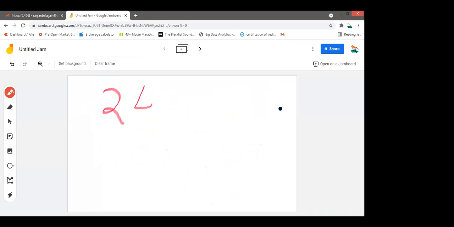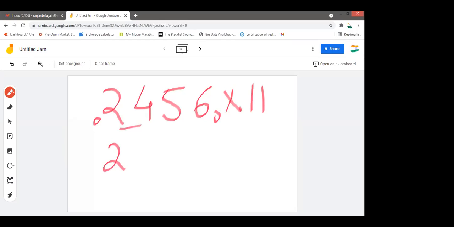2, 4, 5, 6 multiply by 11. One more problem. Vedant, now you have to answer. Write in the chat box. 2, 4, 5, 6. Put zeros on both sides. Now do 0 plus 2. Vedant, tell me. 0 plus 2, 2. 2 plus 4, 6. 4 plus 5, 9. 5 plus 6, 11. So how will you write 11? Like this.